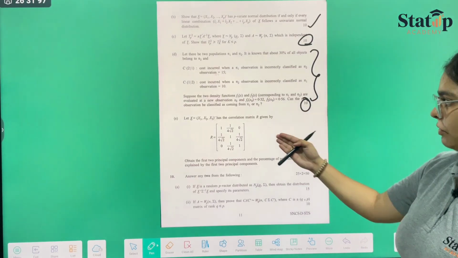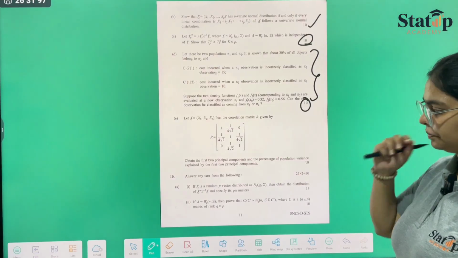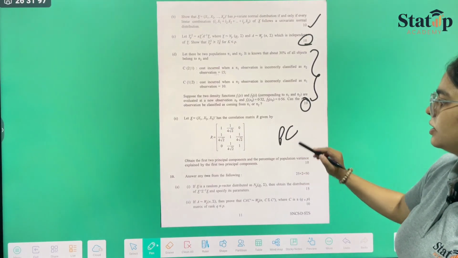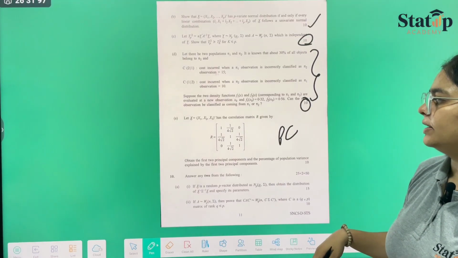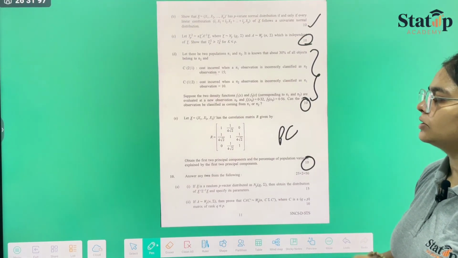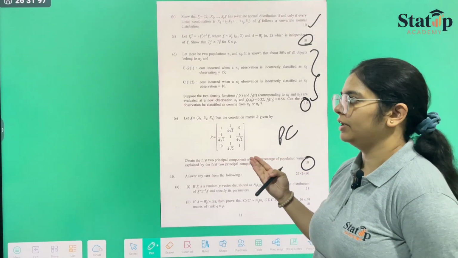5th part, they have given us a correlation matrix, and we had to obtain first two principal components and the percentage of principal variance explained by first two principal components. So it was of 10 marks. So this completes 5 portion of your multivariate analysis.